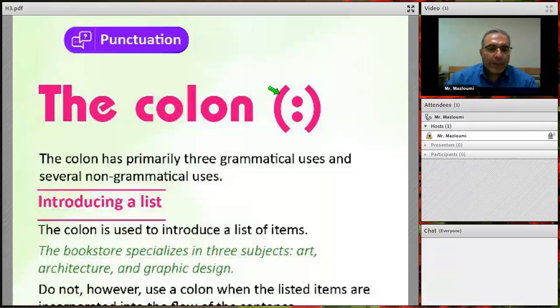Colon. Okay. So, we're going to learn how to use the colon. The colon has primarily three grammatical uses and several non-grammatical uses. Primarily means mainly. So, this sign, the colon, has some grammatical and some non-grammatical uses. God willing, today we'll be dealing with the grammatical uses of the colon.